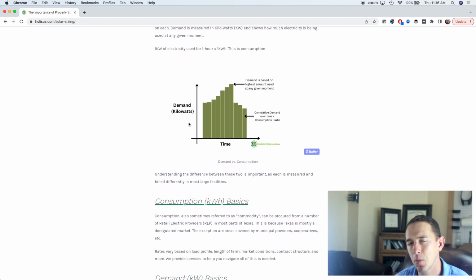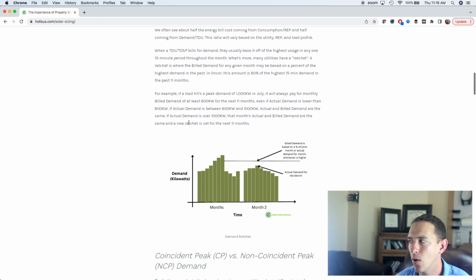So demand is typically measured in watts or kilowatts, which is 1,000 watts, and over time those become kilowatt hours, which is consumption. So when we look at how you're being billed, typically on both of those. When the utility looks at a commercial building, if you're on a tariff or a rate structure that has a demand component, then they're going to be looking at the highest amount that you used at any given time. Oftentimes this is down to a 15-minute or a 1-hour increment. Just depends on the utility and what they're measuring and how they bill.